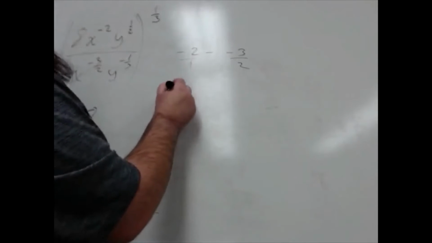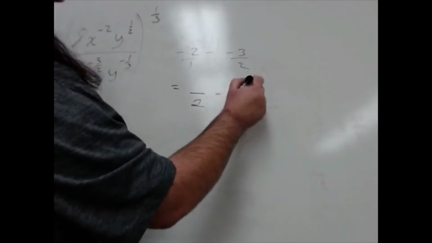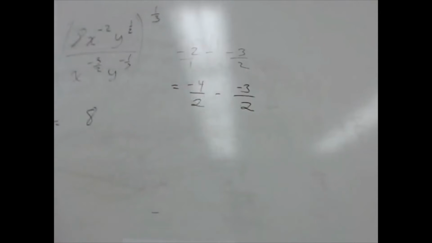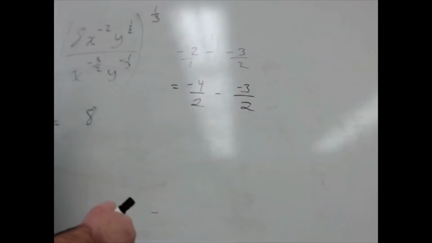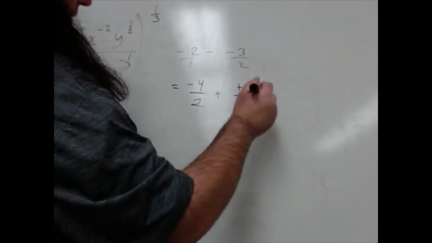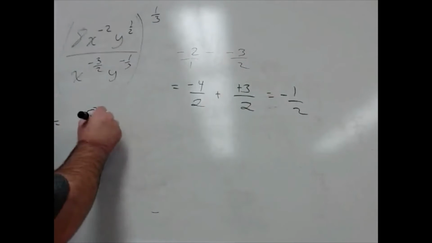Get your common denominator, which in this case will be 2. That one stays the same, and this one becomes a negative 4. So then, negative 4, subtract negative 3. Remember, subtracting a negative is the same as addition. So negative 4 plus 3 is negative 1 over 2. So my exponent on x is negative 1 over 2.